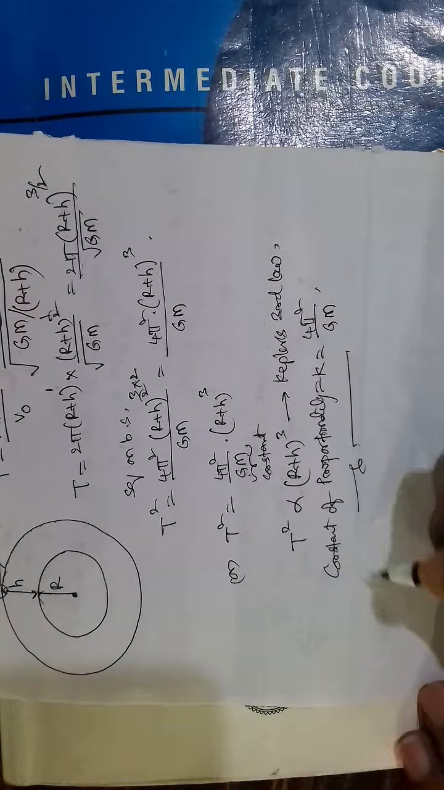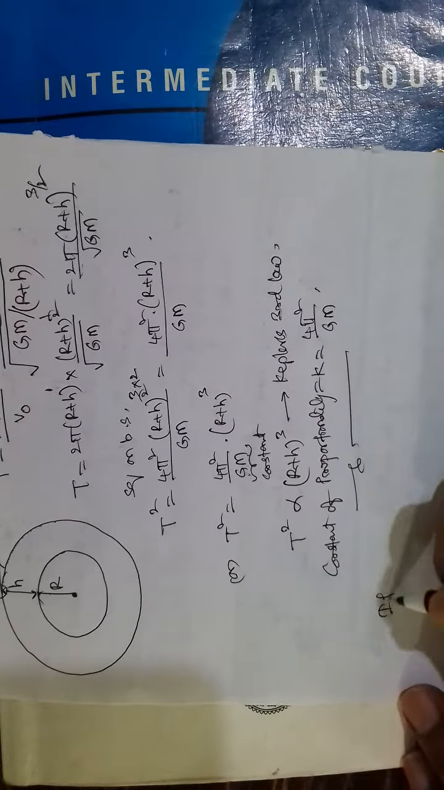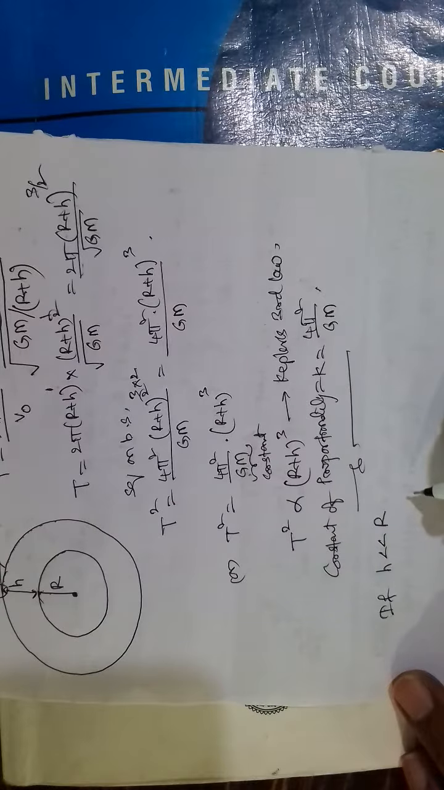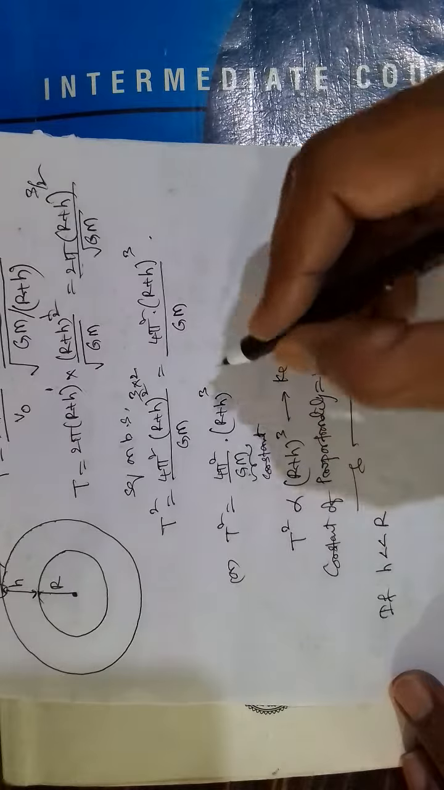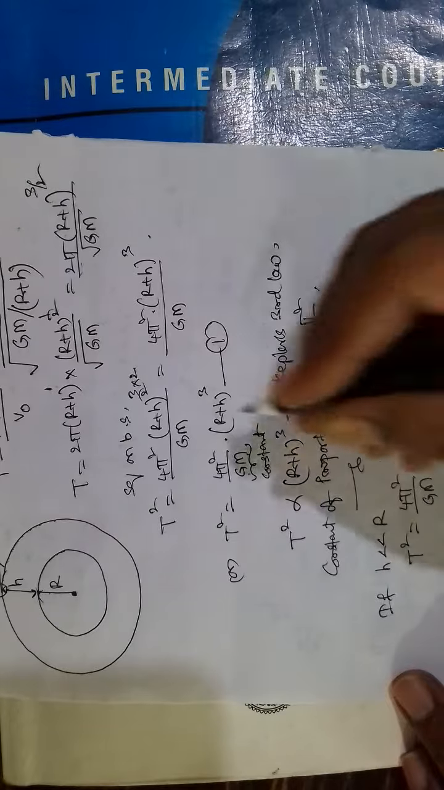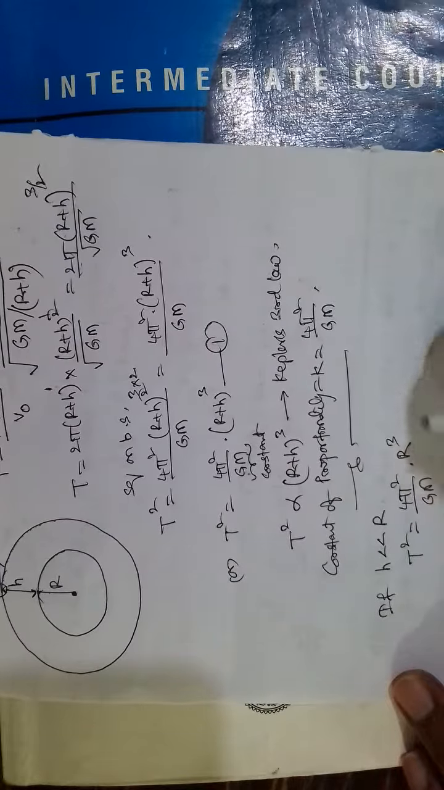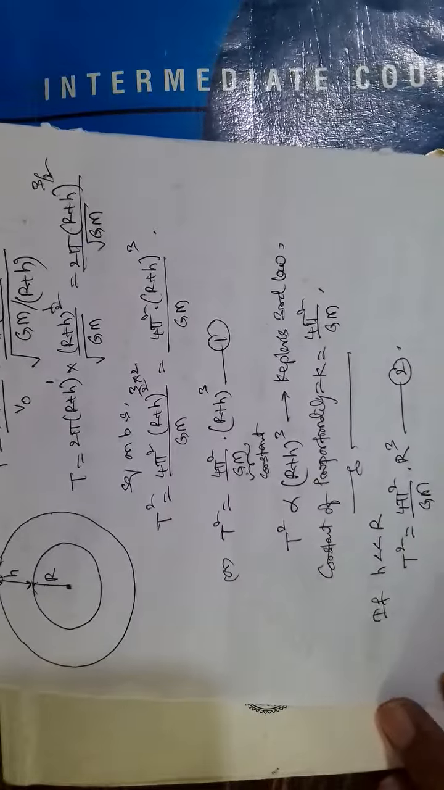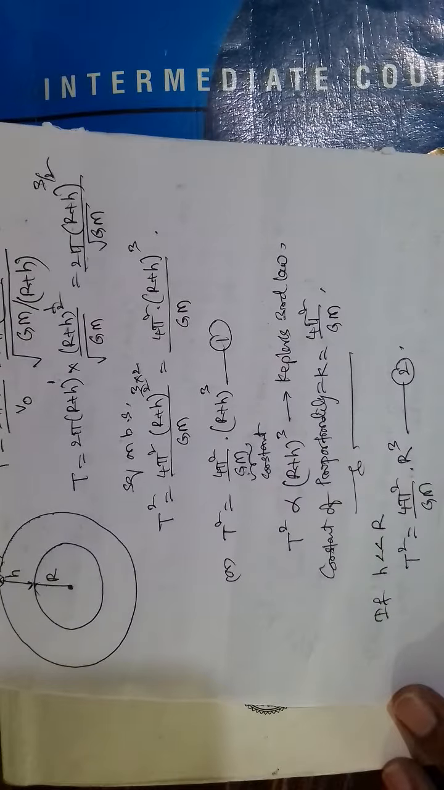And you remember, if h is very small when compared to the radius of Earth, then we write the equation as 4 pi square by GM into just R cube. So while solving problems based on the given data, we follow either this equation or this equation.